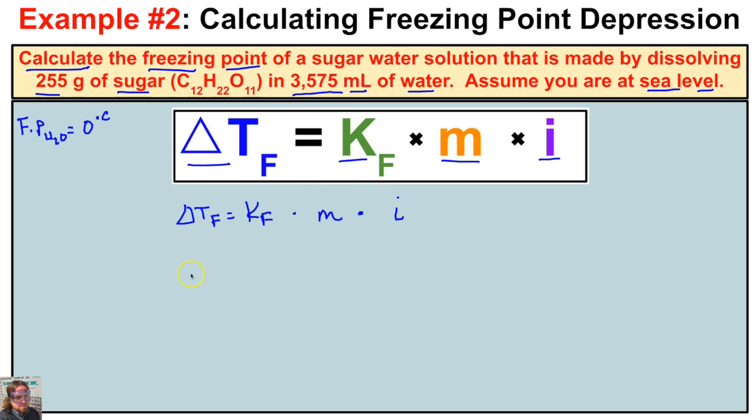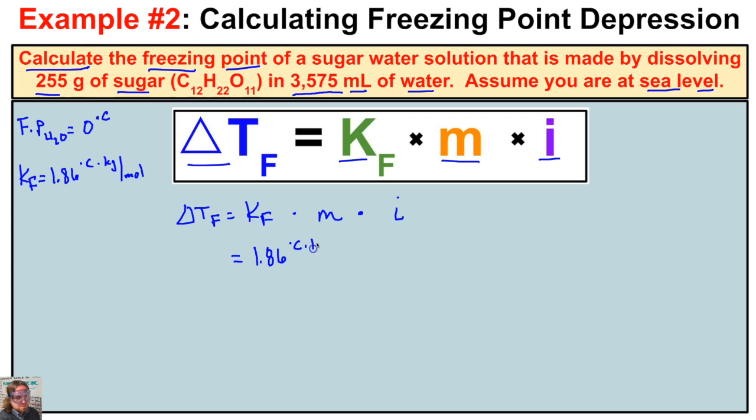And so if we take a look here, let's go ahead and solve this problem. We know from a couple of minutes ago when we talked about this formula right here that the freezing point constant of water is equal to 1.86 degrees Celsius times kilograms per mole. So we're going to plug that in here, 1.86, right?